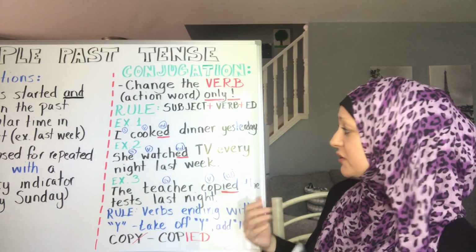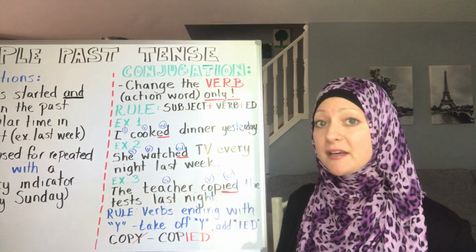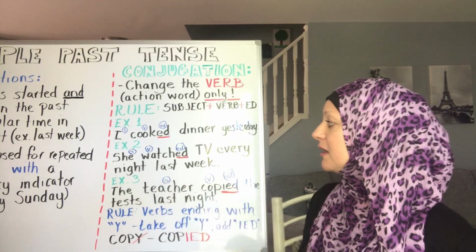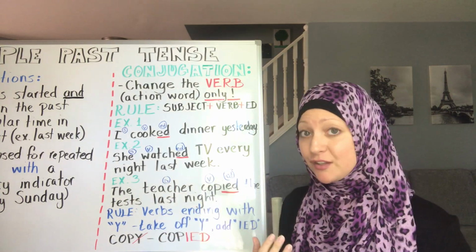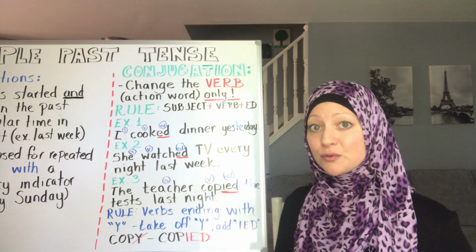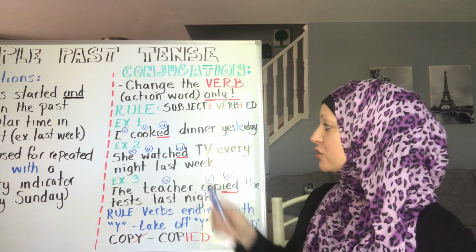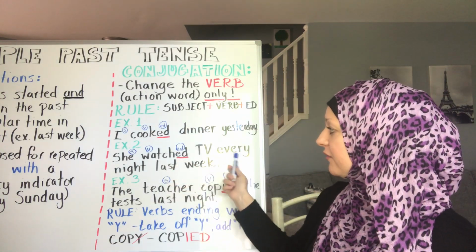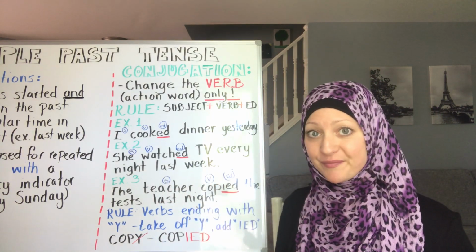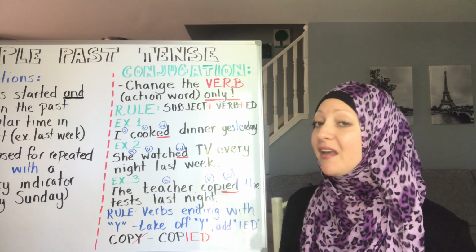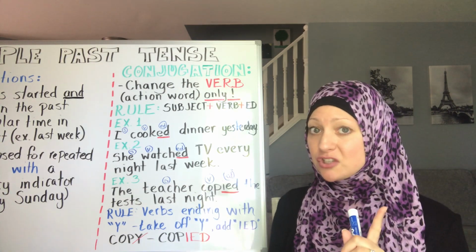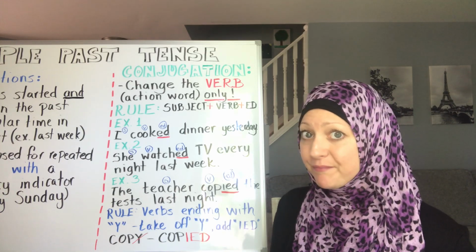And when? At a particular time? Last week. So your frequency indicator here is every night, and a particular time is last week. So we have all the rules covered. So she watched TV every night last week. Follows every single one of our rules. Pretty simple, right? Now hang on, because there are certain verbs that are changed a little bit differently.